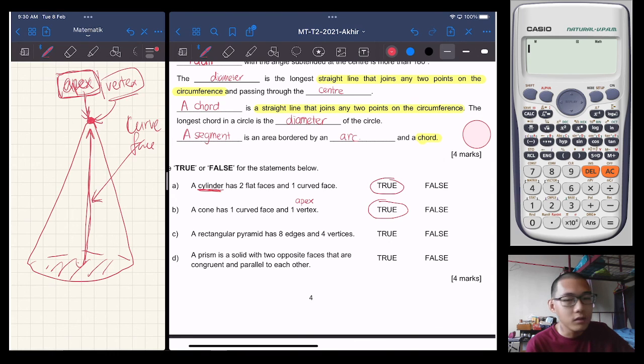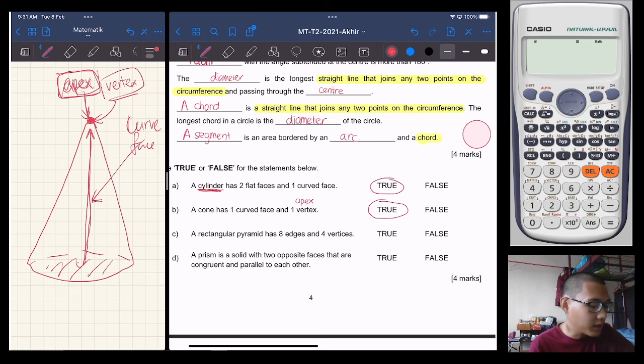Actually when I studied in my PMR and SPM level, I just learned vertex. I didn't learn apex. The word apex that I understood was about the game, you know, Apex Legends. After I tried to revise and see the textbook, I saw this new word apex, and I tried to find the definition. It is a vertex which is opposite to the base, in the highest place. So this is what apex means.